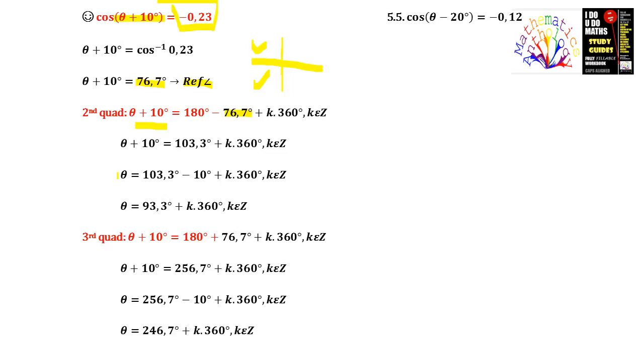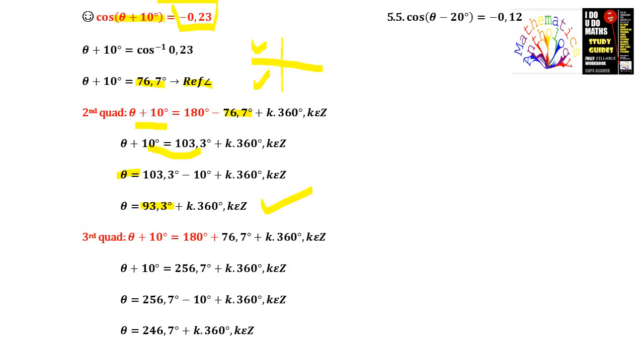If I want to solve for θ, I need to take the 10 over now. So 103,3 degrees − 10 + k·360, k ∈ Z, and my answer for θ will then be 93,3 degrees + k·360, k ∈ Z.